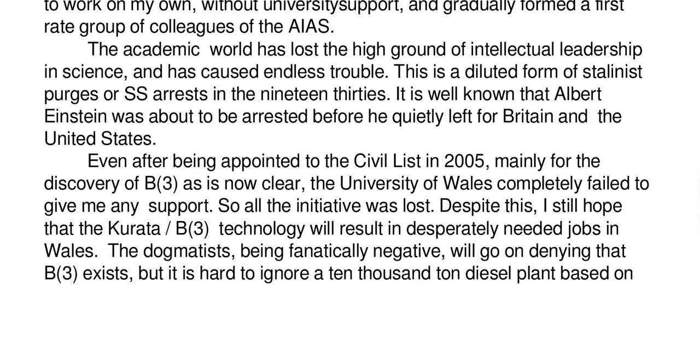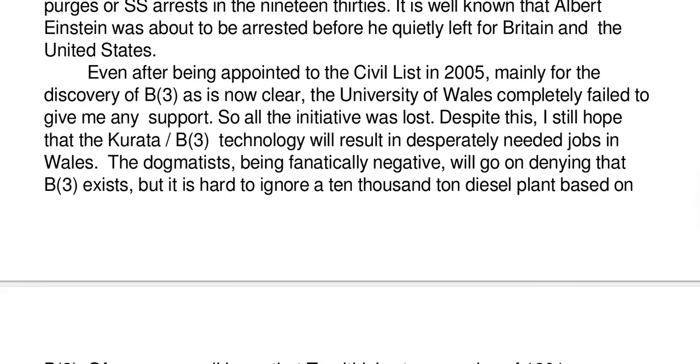So all the initiative was lost, and the industry developed in other countries. Despite this, I still hope that the Kurata B3 technology will result in jobs in Wales. The dogmatists, being fanatically negative, will go on denying that B3 exists, but it is hard to ignore a 10,000-ton diesel plant based on B3.